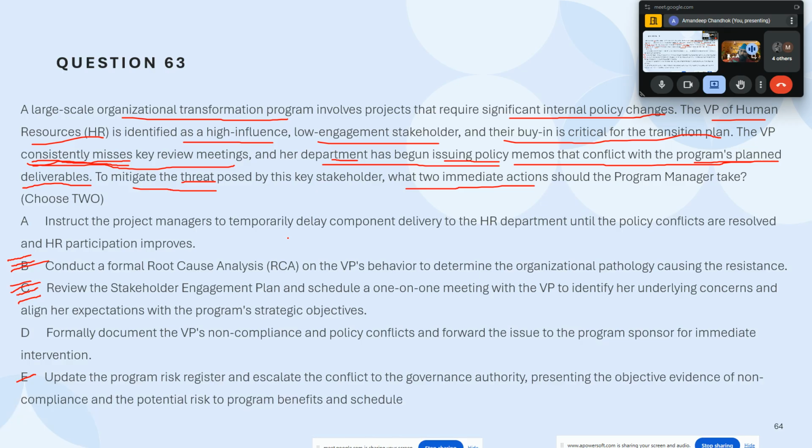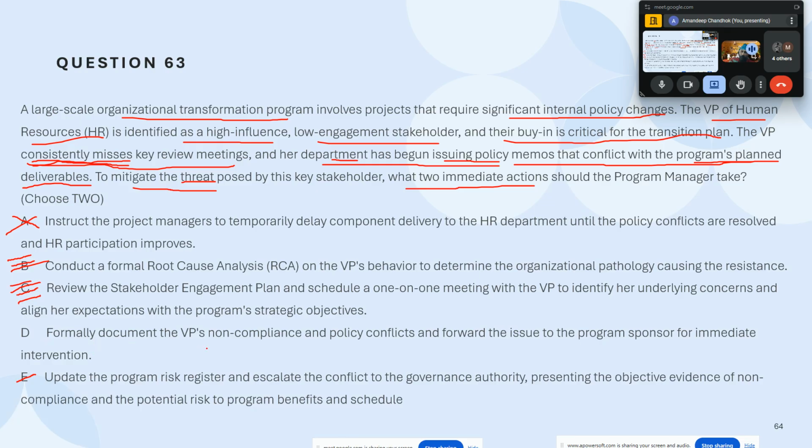A, instruct the project managers to temporarily delay the component delivery. It's like tit for tat. Program and project management doesn't work that way. So A is absolutely out. There is never going to be a tit for tat kind of situation. B and C will come later.